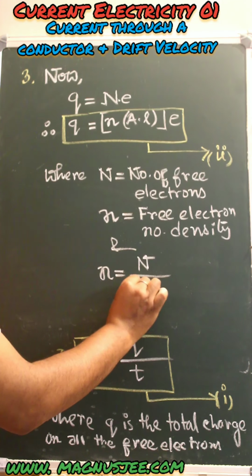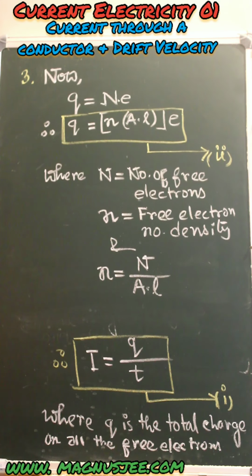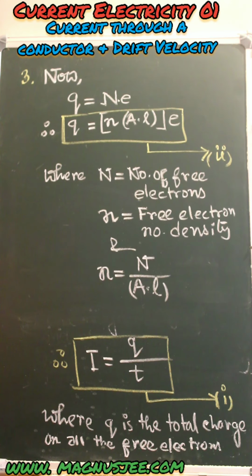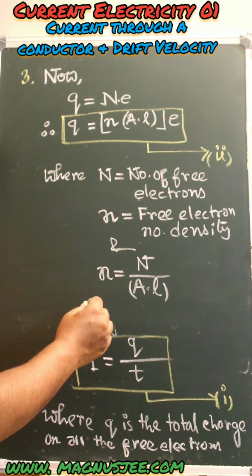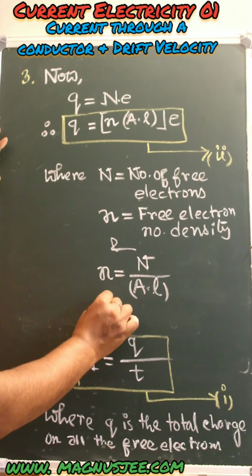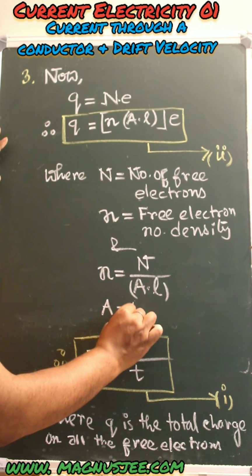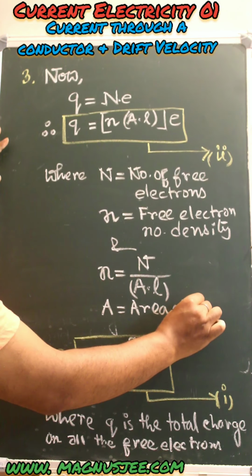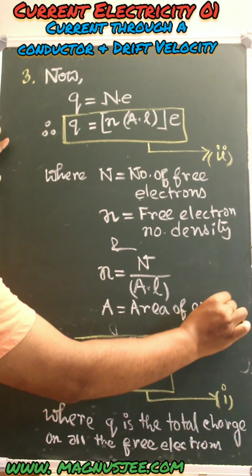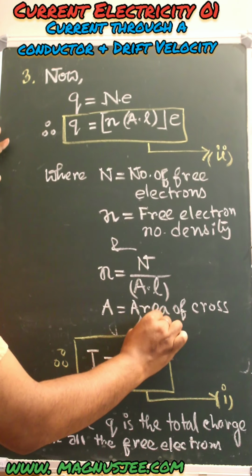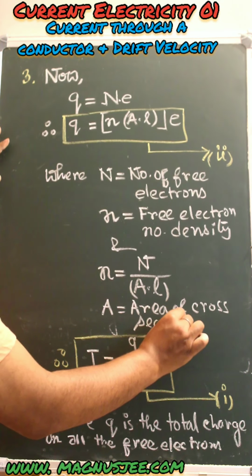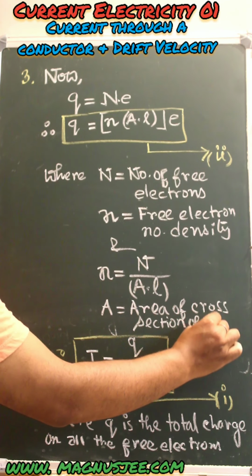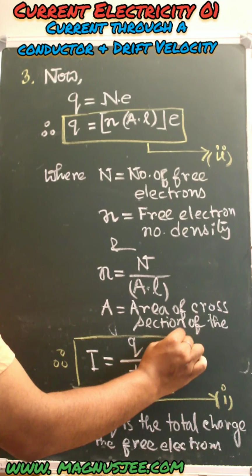And n equals capital N divided by A dot L, where A dot L is the volume of the conductor and A is the area of cross section of the conductor.